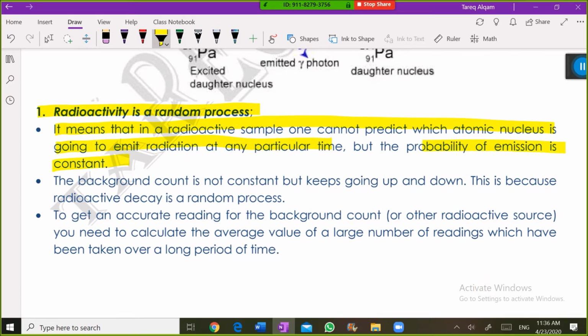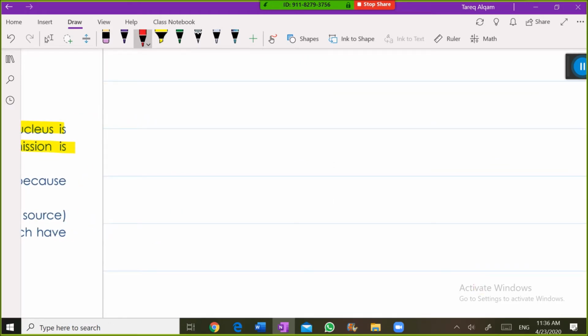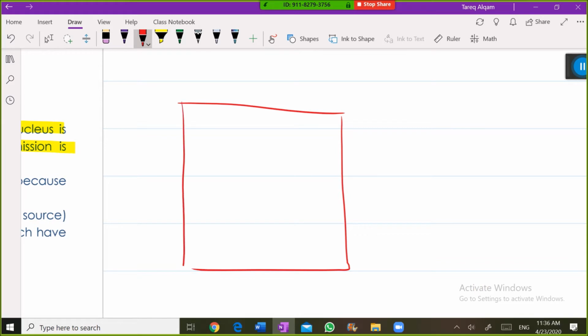What does this mean, guys? If I consider a sample, this sample has several unstable nuclei like this.